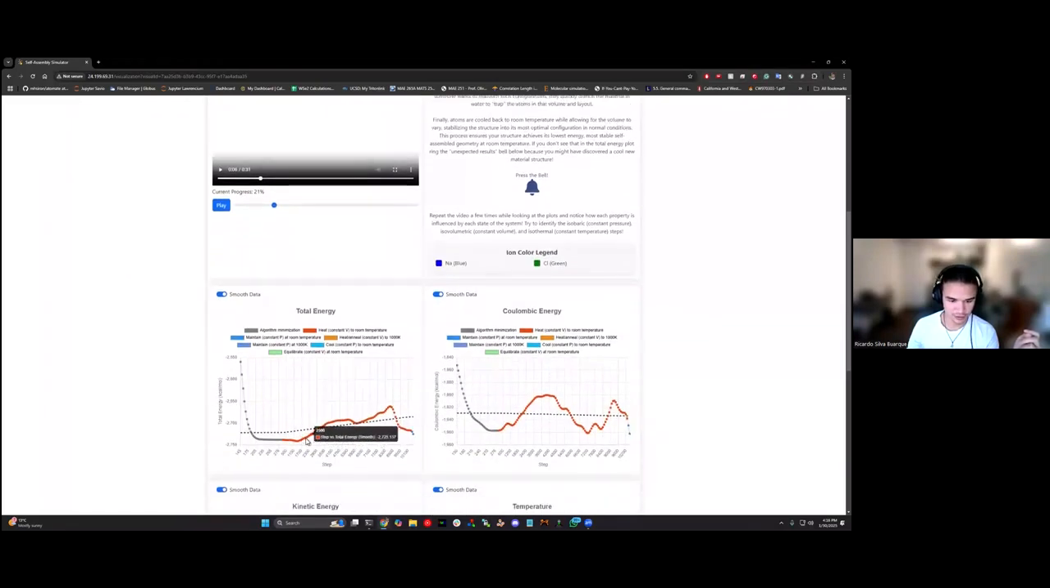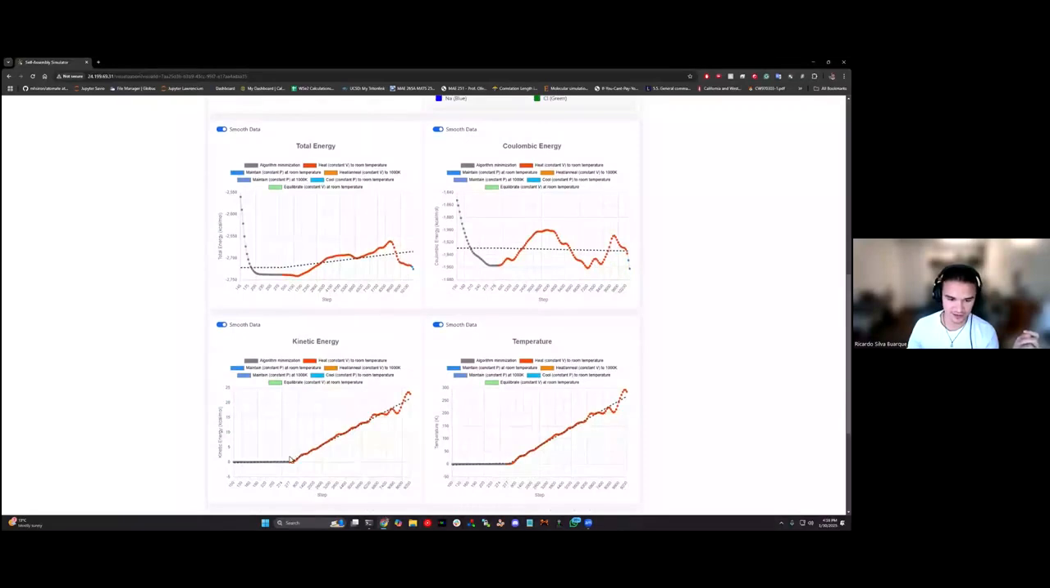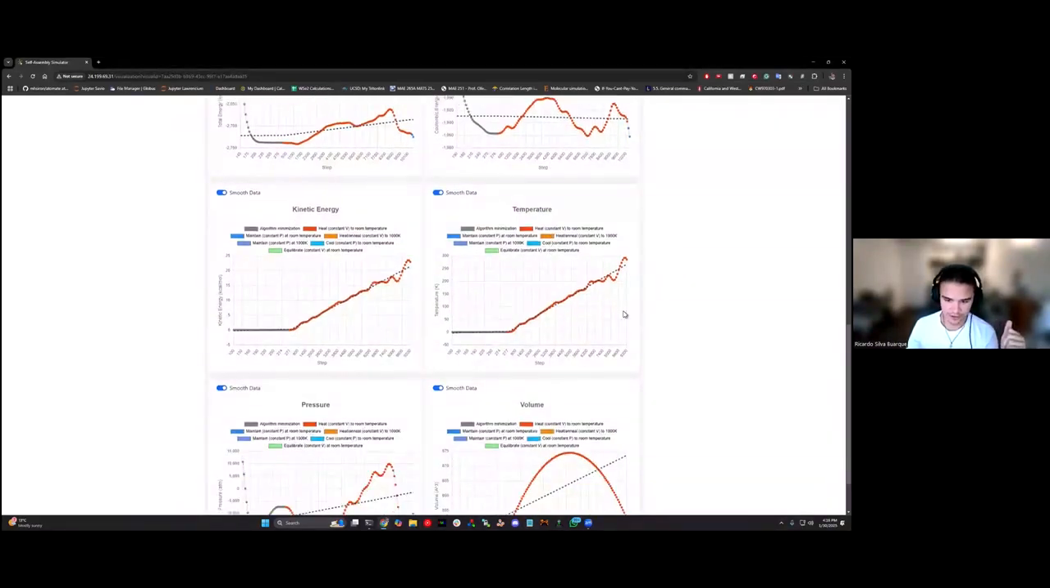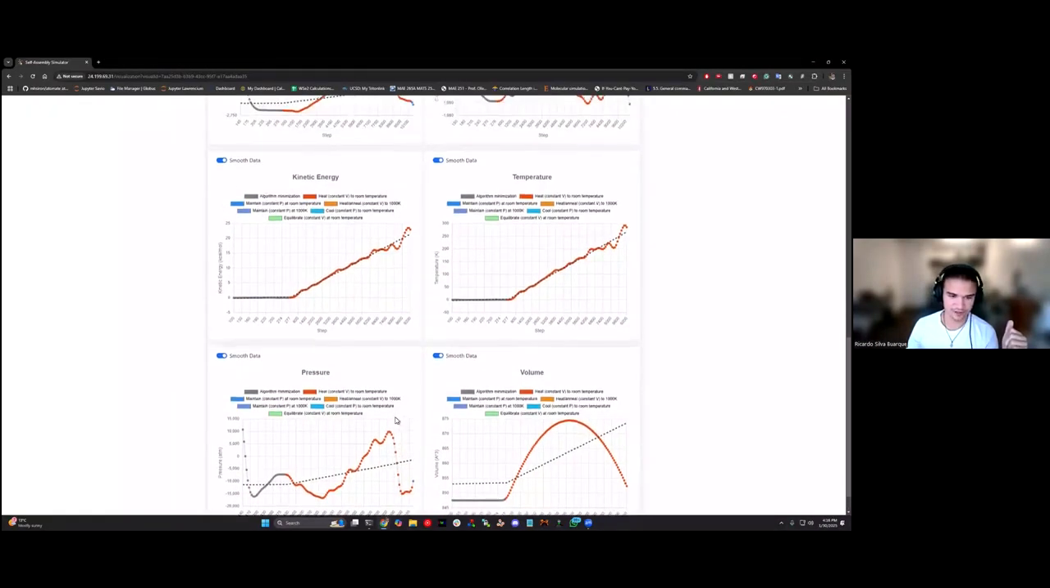So you can see that the total energy starts increasing a little bit because you start adding some kinetic energy to the system. You're adding temperature to it. So you're allowing the atoms to vibrate. You can see that the highest contribution of the total energy is the Coulombic energy, right? The temperature is also rising here. The volume was being just transformed into a square, as I just mentioned, and then the pressure was being allowed to vary. So that's why it fluctuates a lot.